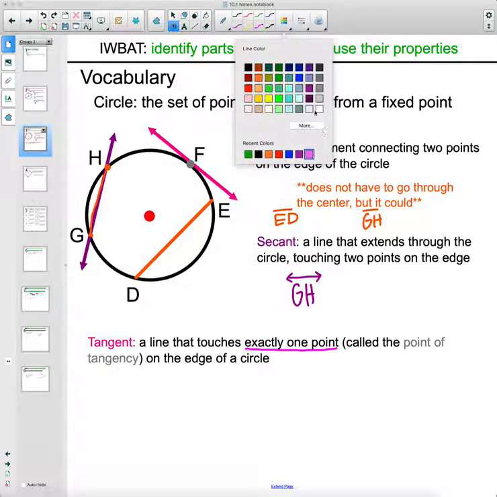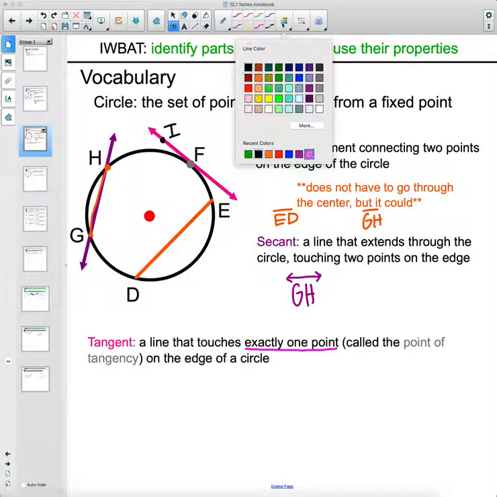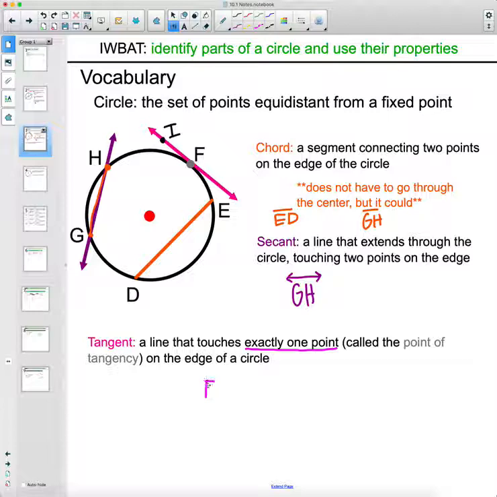Well, we'll just do this one. So when we name this line, you would name it using 2 points. This one doesn't have a second point, so let me add a second point on here. I'll just call it I right there. Okay, so when we name this, we would go F, I, or IF, it doesn't matter, with a line above it.